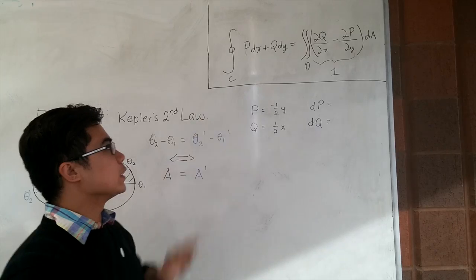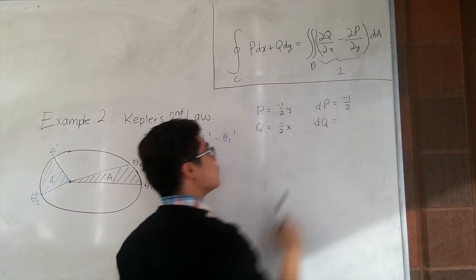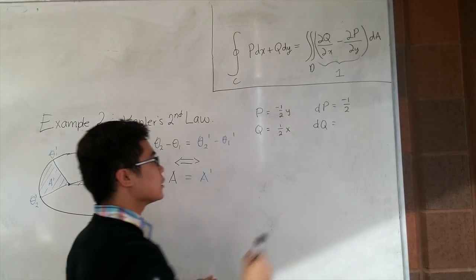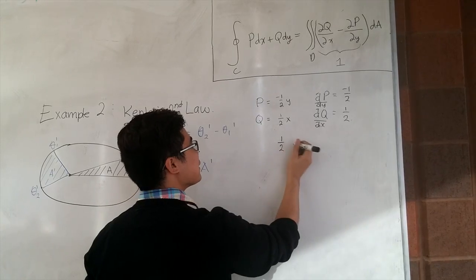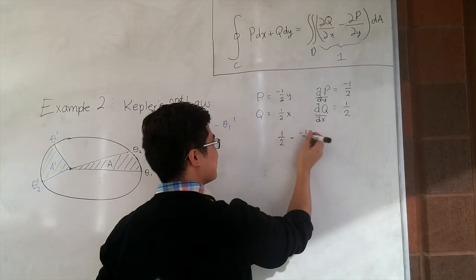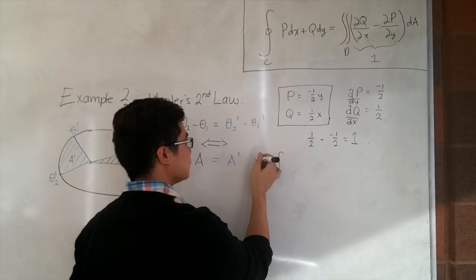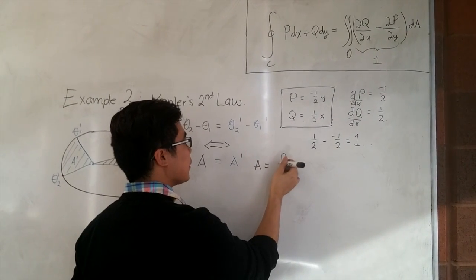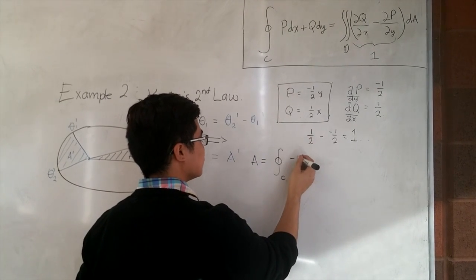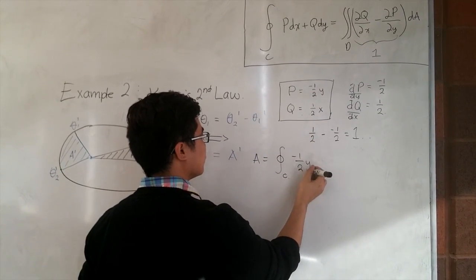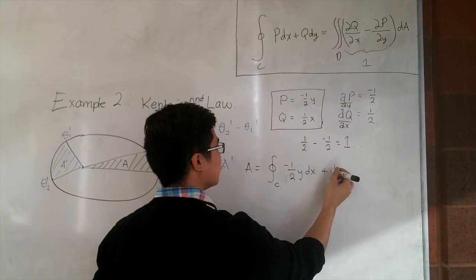If we differentiate P with respect to y, we end up with -1/2. And if we differentiate Q with respect to x, we get 1/2. 1/2 minus -1/2 is equal to 1. We can now plug this into area is equal to the path integral along C of P dx plus Q dy.